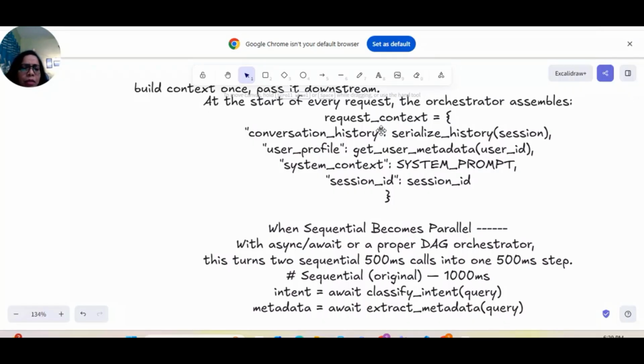Many teams don't use prompt caching, but we should use it. This must be a criterion. This comes under must-be criteria.